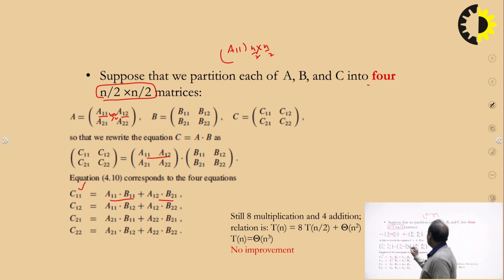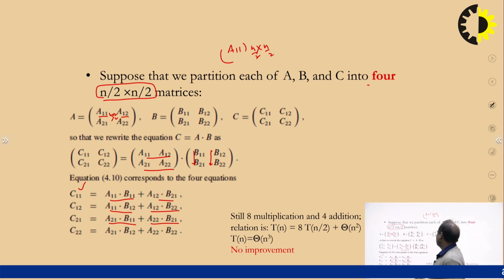Second one, first row, second column: A11 B12 plus A12 B22, right. Second row, first column: A21 B11 plus A22 B21, okay. C22 is A21 B12 plus A22 B22. This is 4 matrices. So how many multiplications do we have? We have 8 multiplications, 4 here and 4 here. And addition is also going to be performed.